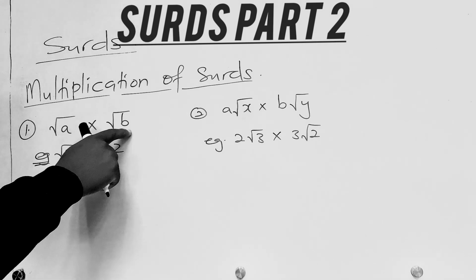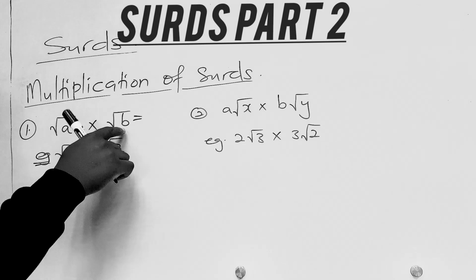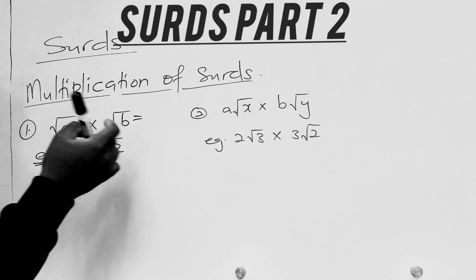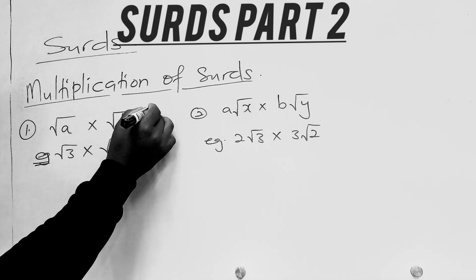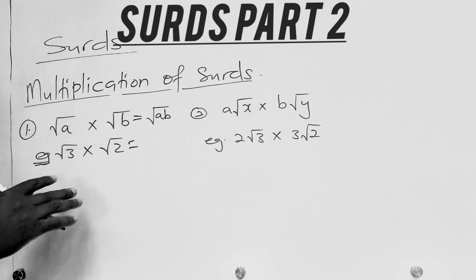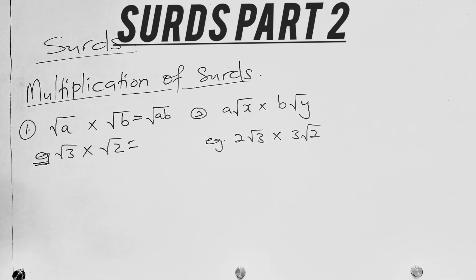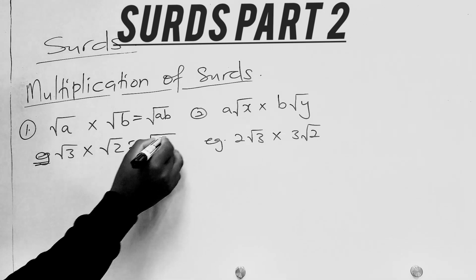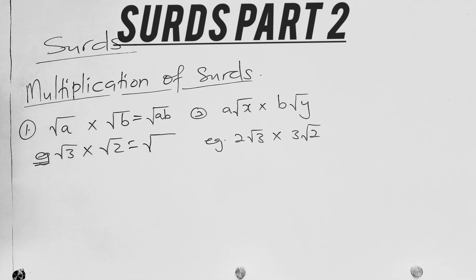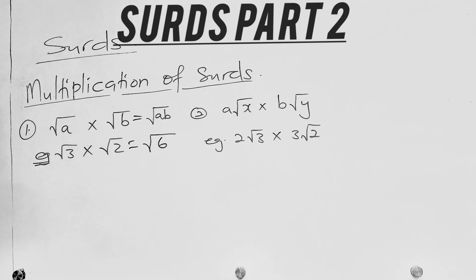Here square root of a and square root of b are multiplying each other. If you multiply square root of a and square root of b, these terms are not like, so it gives us root of ab. You just multiply these two numbers under a square root. Then I have an example of root 3 multiplied by root 2. What do we get? We say square root of 3 times 2, which is root 6.